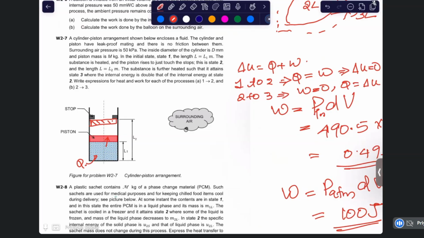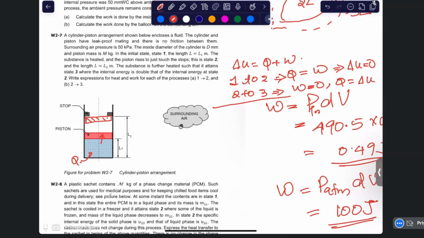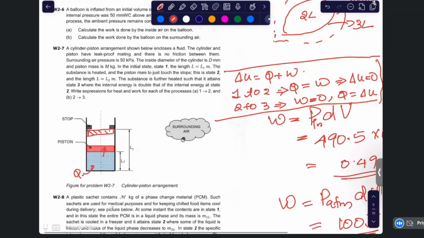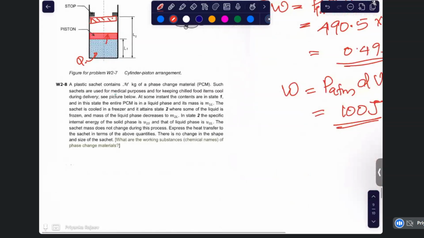So process 1 to 2: work equals force times displacement, which is equal to Q. And process 2 to 3: heat equals change in internal energy. This is the concept. Those are the equations for question number 7. If you want to quantify, the values are given, but most of the time you can take the expression only. This is a hint for question number 7.